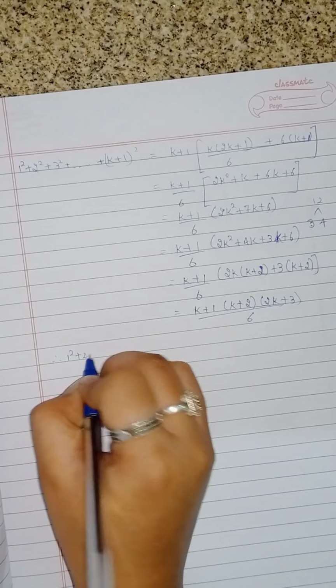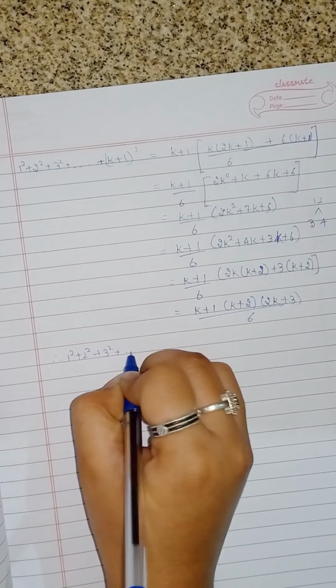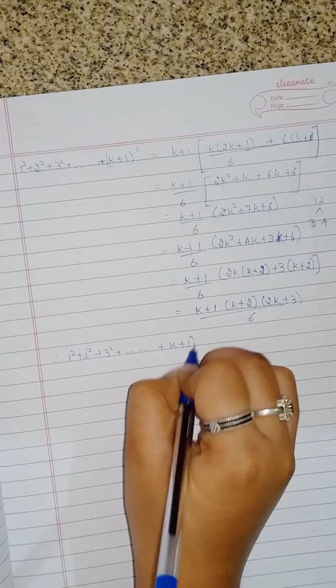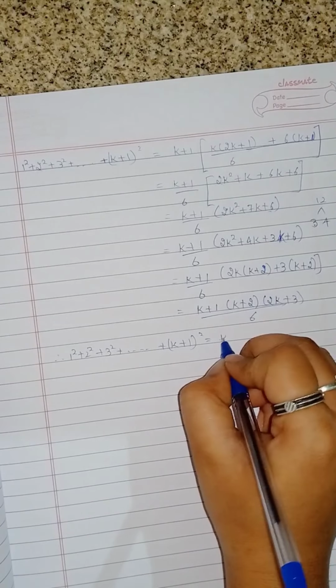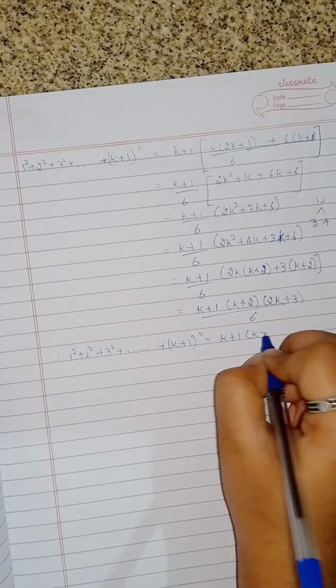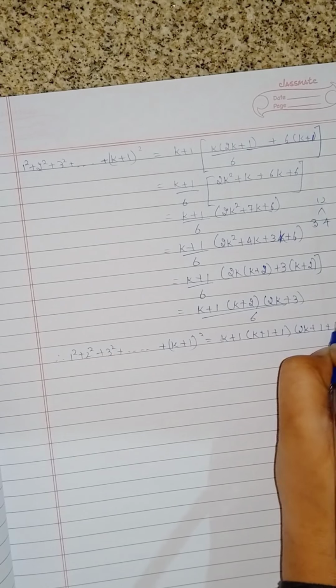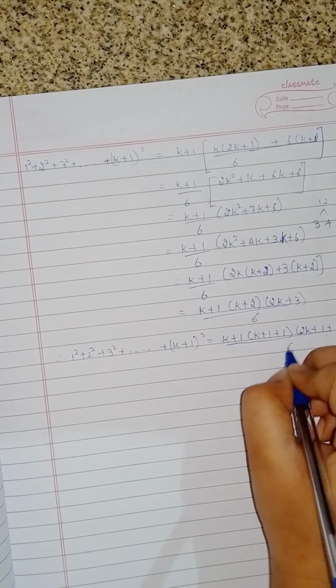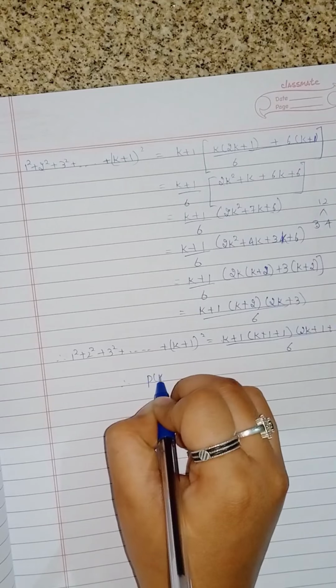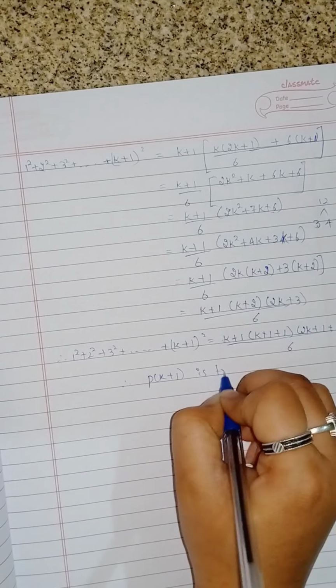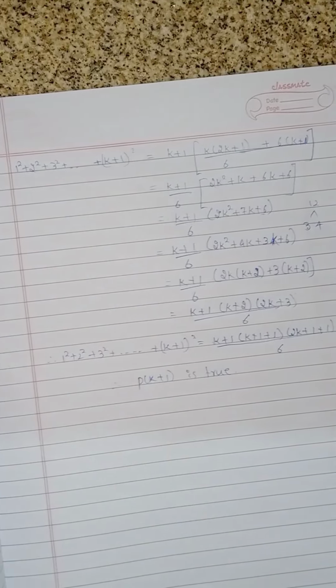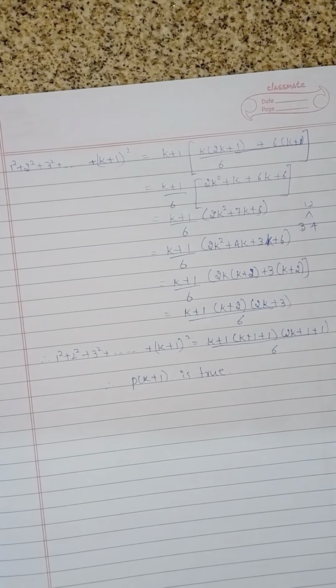Therefore, 1 square plus 2 square plus 3 square, and so on till k plus 1 whole square is equal to k plus 1 into k plus 1 plus 1 into 2k plus 1 plus 1 by 6. Therefore, P of k plus 1 is true. This is the proof. Thank you.